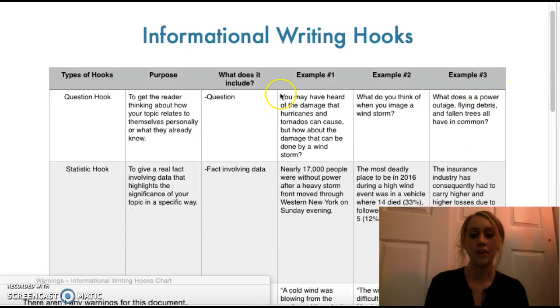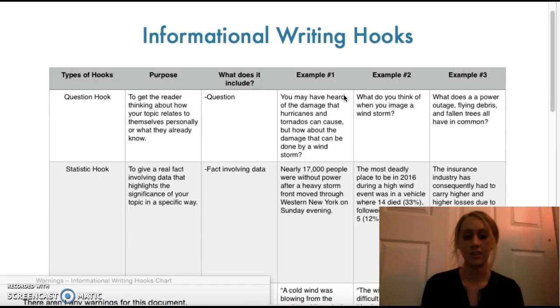One example that you could do if you were creating a question hook on the topic of how to survive a windstorm is, you may have heard of the damage that hurricanes and tornadoes can cause, but how about the damage that can be done by a windstorm?